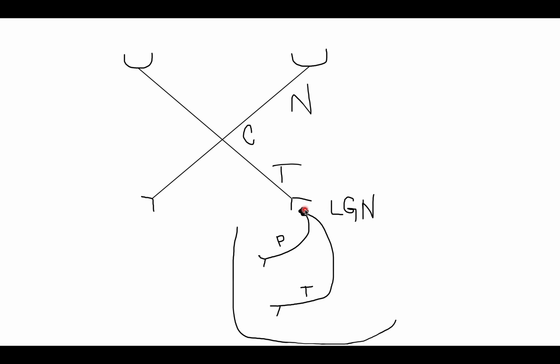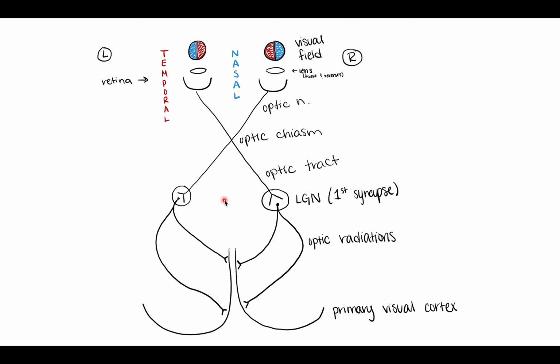And then these are going to split off into optic radiations that are located in either the parietal or the temporal lobe. And these all go to the primary visual cortex. So this is the drawing that I make every time I have a question. Very simple, very easy, but it helps you figure out what's going on, where you're at.